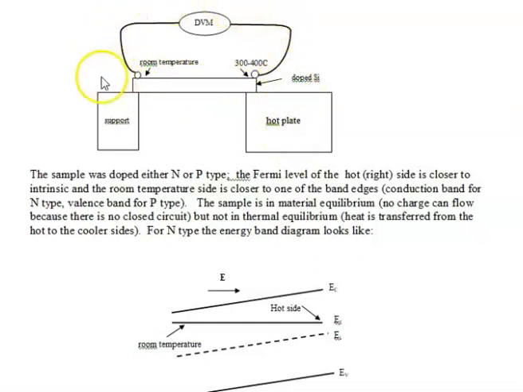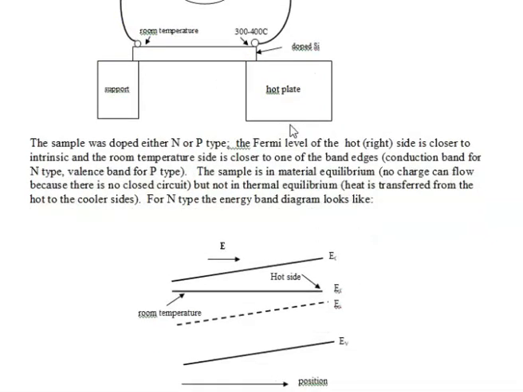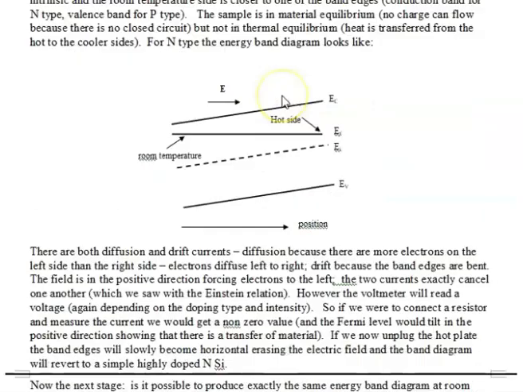We have a current, and we can do work. We can lift a weight or something like that. However, if we disconnect the hot plate, eventually the current will go to zero because we come into thermal equilibrium.